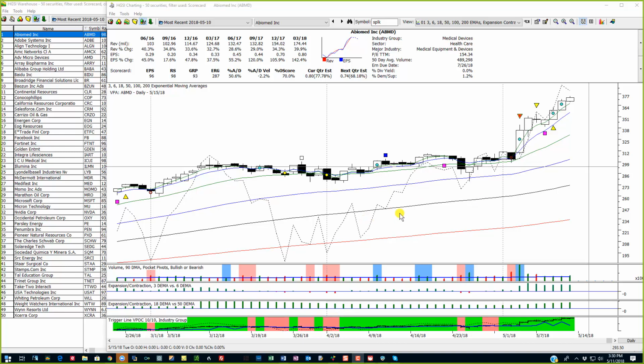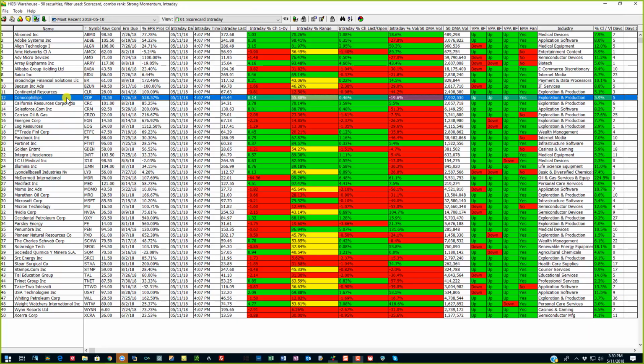So anyway, this was coming up back here. My point is that if you don't want to spend a lot of time prospecting, if you just look for these stocks that are appearing in the top 50, you're going to find some really good candidates.